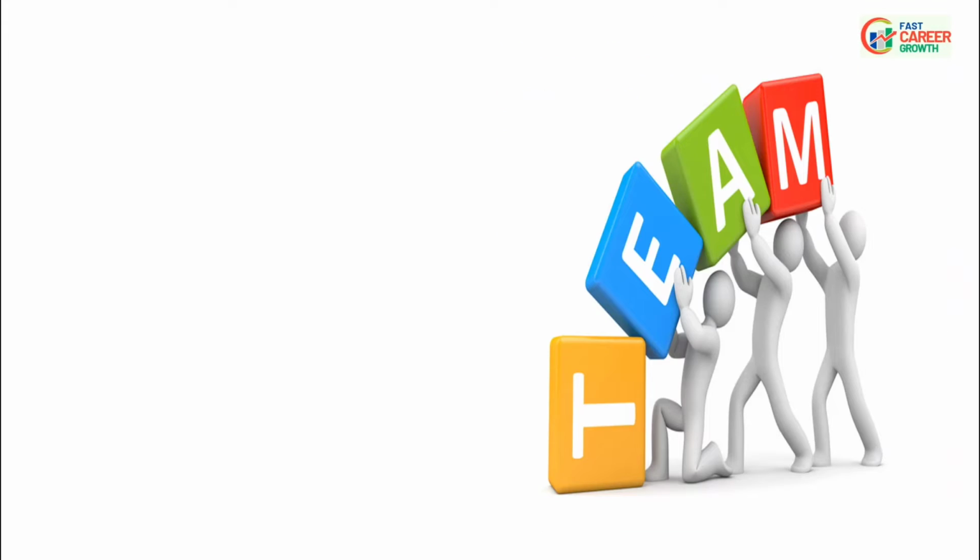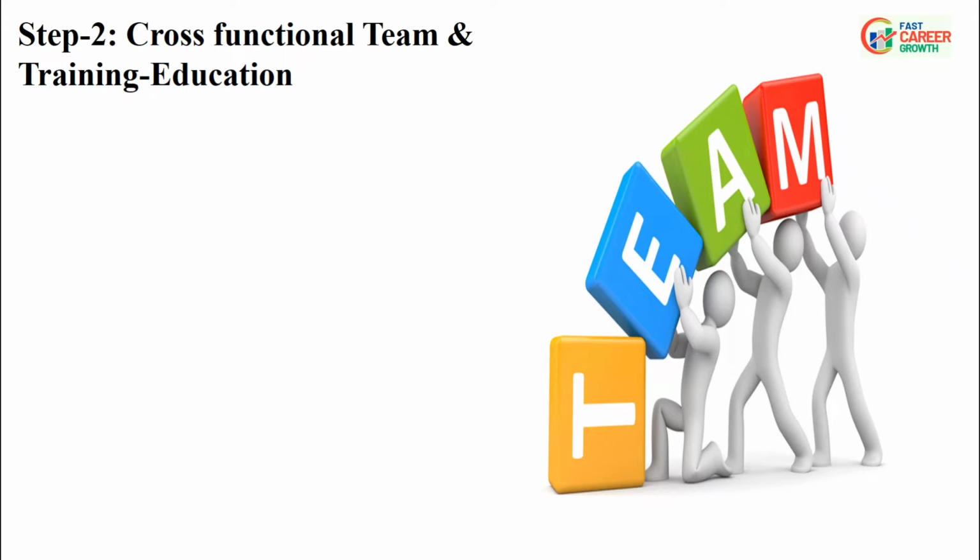Next is Step No. 2. Training, education, building cross-functional teams. In the second step of our TPM implementation process, we focus on setting up cross-functional teams along with their training. These teams are the backbone of our TPM efforts. These teams typically consist of members from production, maintenance, quality, safety, and other relevant departments.